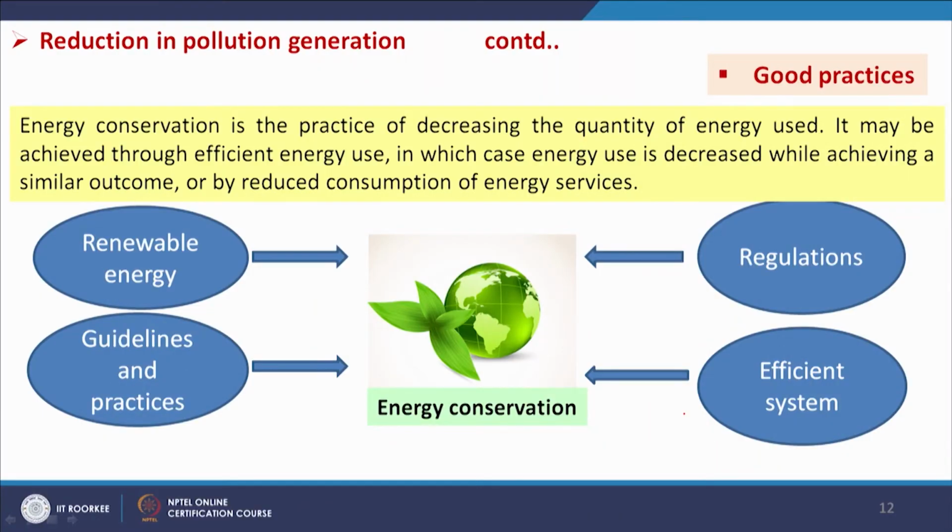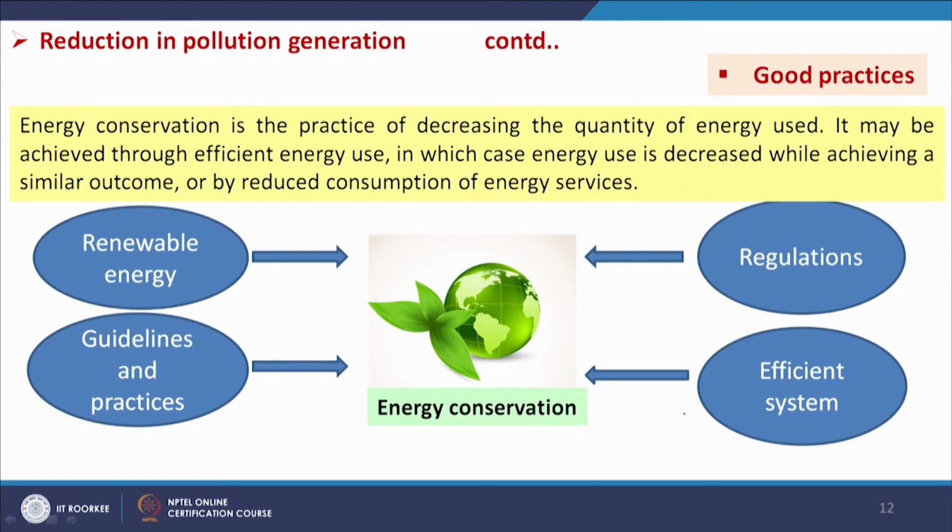One example here, you see, is energy conservation. So, what is this? Energy conservation is the practice of decreasing the quantity of energy used. It may be achieved through efficient energy use, in which case energy use is decreased while achieving a similar outcome, or by reduced consumption of energy services. So, this energy conservation is a technique or a practice. This can be achieved in different ways.